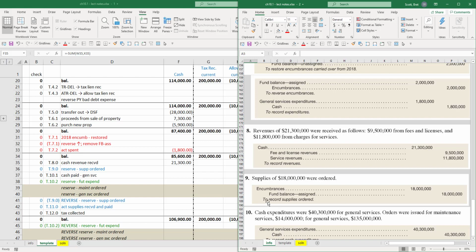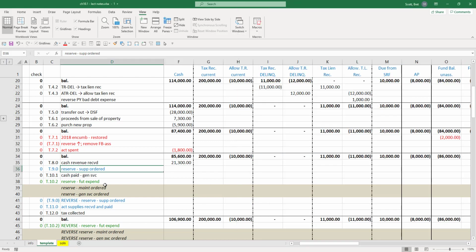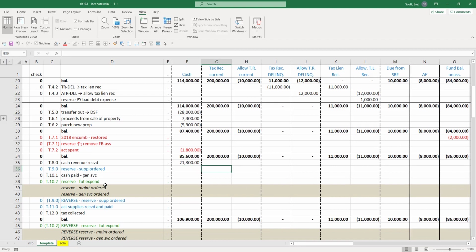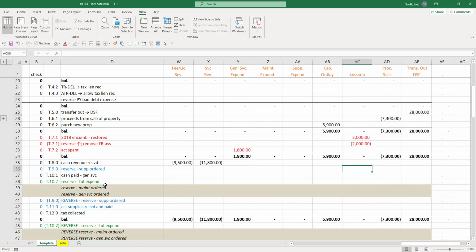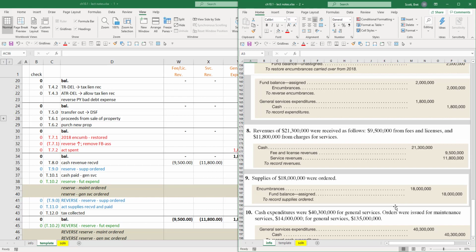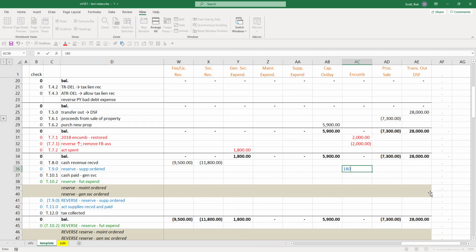So they call it to record supplies order. I like to say it's a reserve for supplies order. We're reserving some resources for these supplies. So the encumbrance account, we haven't expended anything. We're just going to say, hey, look, we expect to pay 18 million, have 18 million in expenditures. So let's go ahead and debit 18 million. It's not an expenditure yet, but it will be when we actually get the bill and get the stuff.